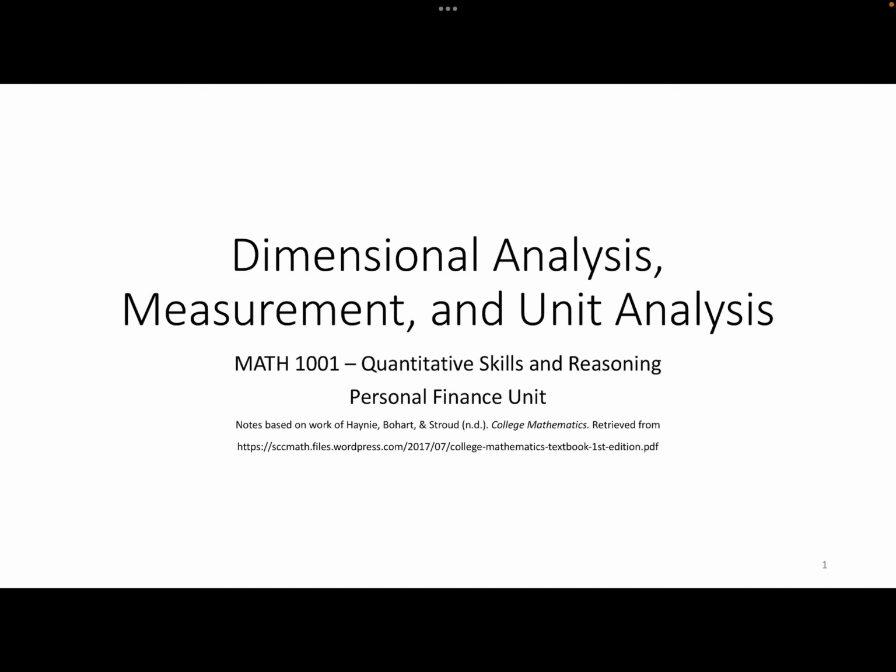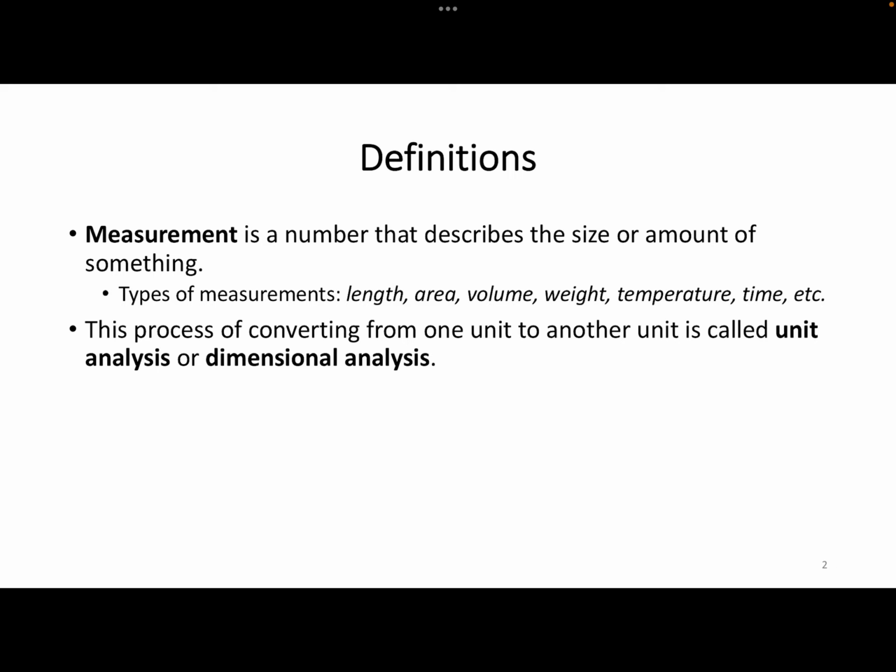All right, let's look at this section: dimensional analysis, measurement, and unit analysis. So what is a measurement? It's a number describing the size or amount of something. The types of measurements include length, area, volume, weight, temperature, time, and electron. Many different types of measurements. And the process of converting from one unit to another is called unit analysis or dimensional analysis.